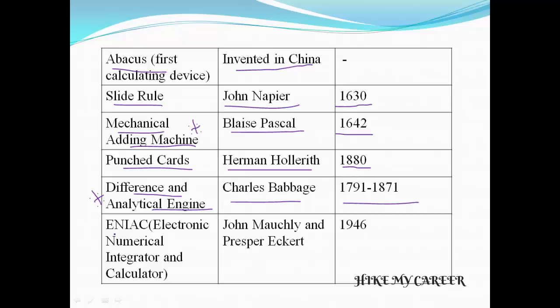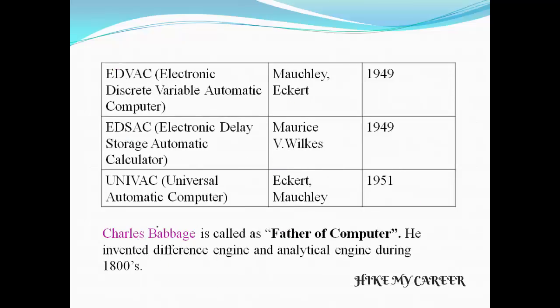Next is ENIAC. Its abbreviation is very important. Please note the abbreviation. ENIAC means Electronic Numerical Integrator and Calculator, invented by John Mauchly and Presper Eckert in 1946. It is very important. Next is EDVAC.